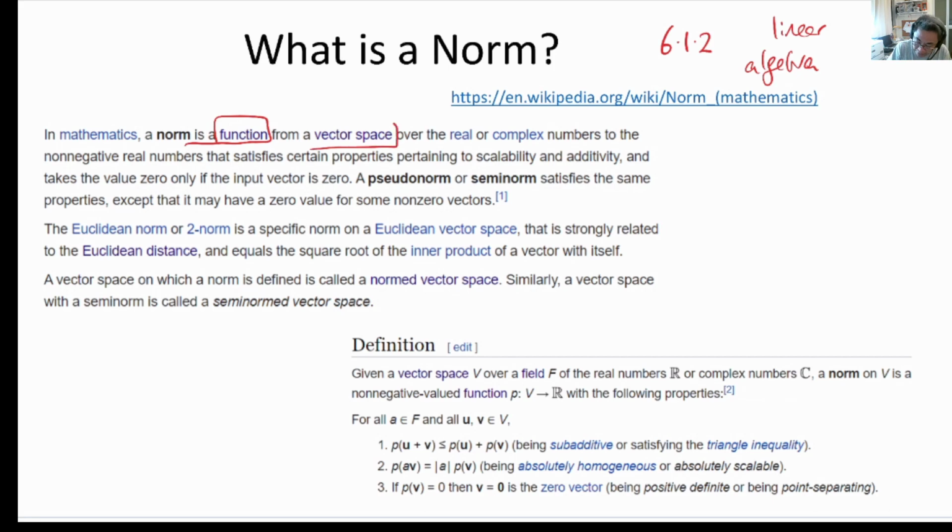from a vector space V over the real or complex numbers, such that the function returns a non-negative real number that satisfies some properties. The properties are as follows. Let us discuss the properties of norm first before we discuss what a function is and what the word "over" the field of real or complex numbers means.